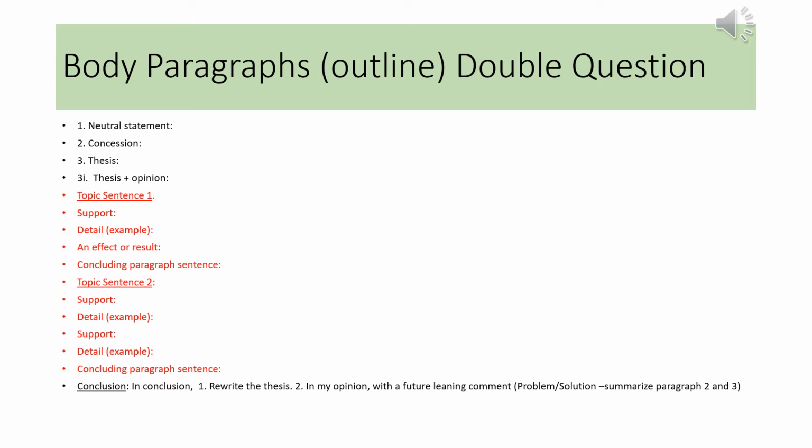The first one is a single idea paragraph and the second one is a double idea paragraph. You can tell by the number of support sentences. In this single support paragraph, we only have one support sentence. After that, you give an example and then an effective result and then a concluding sentence. With the double support paragraph, of course, you're going to have two support sentences that have to have examples to support them in turn and then a concluding sentence. So we're going to take a look at those right now.